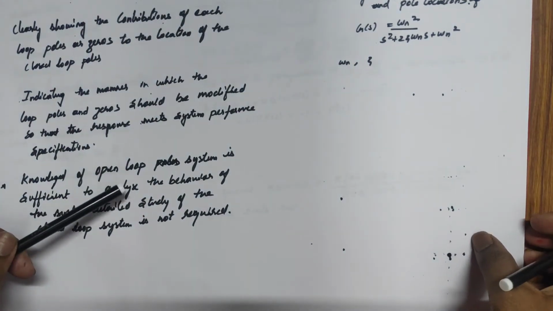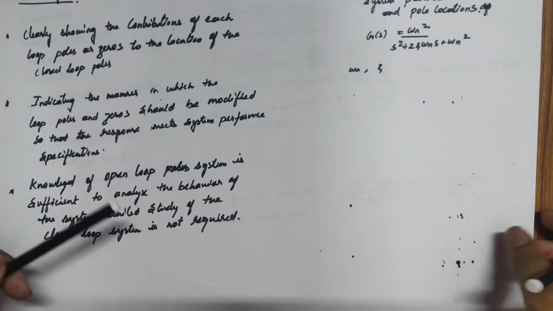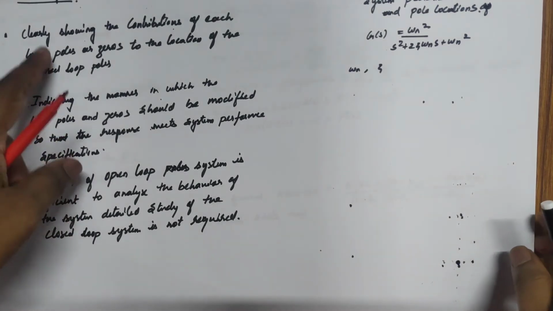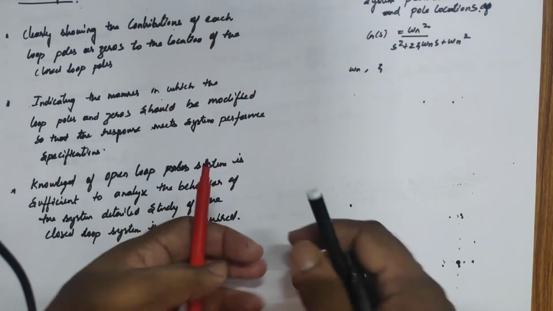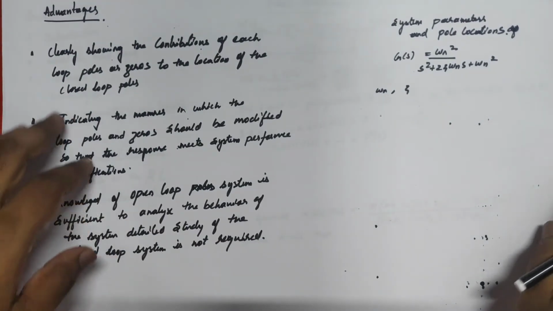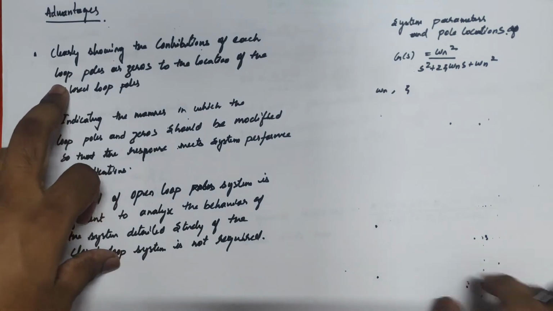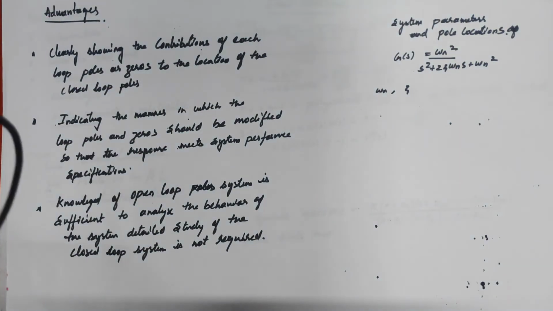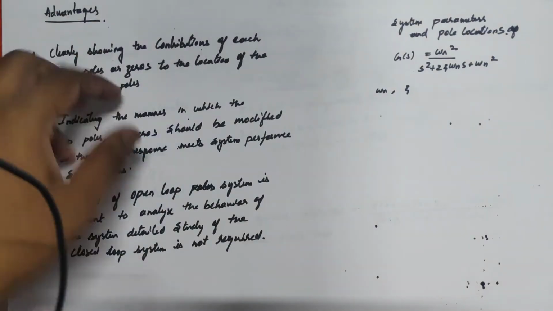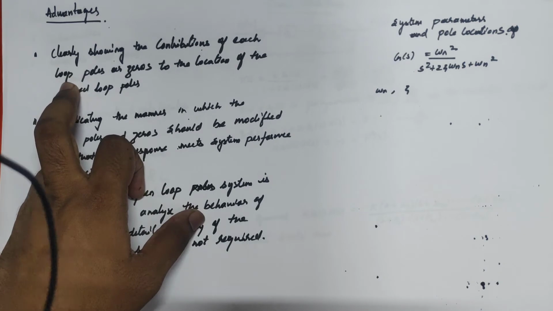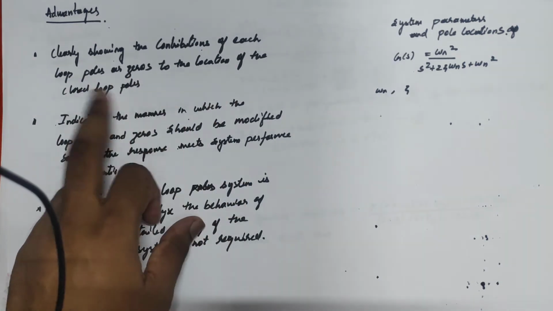Now we have some advantages in root locus, if you observe carefully. You may not understand these words now, but in a later part you will observe very neatly. The root locus clearly shows the contribution of each open loop pole and zero to the location of the closed loop poles.